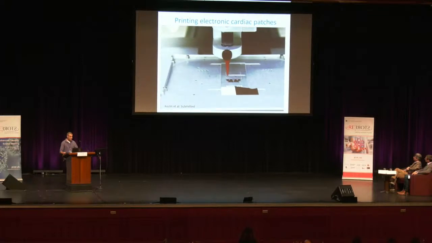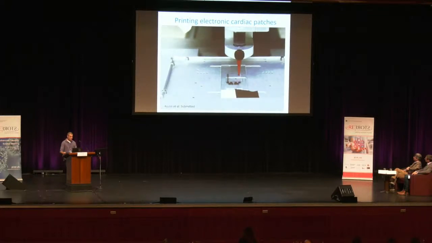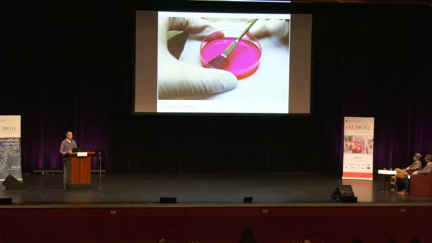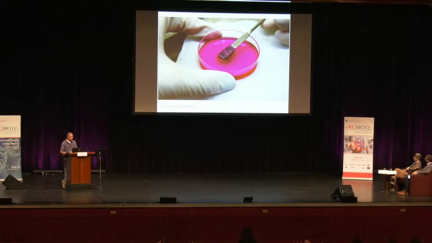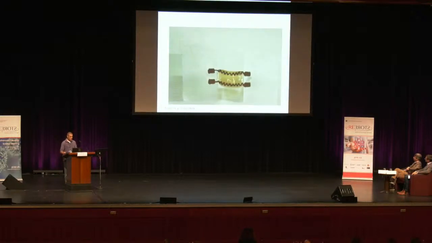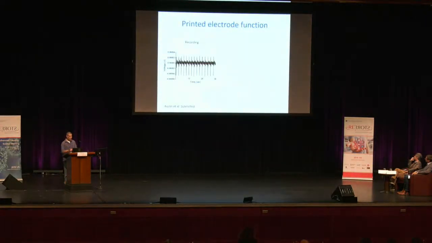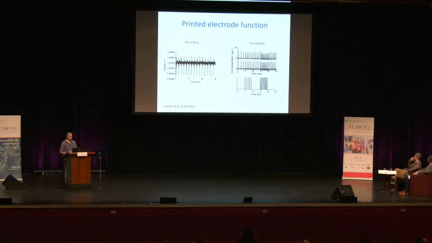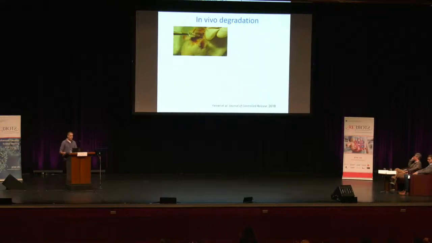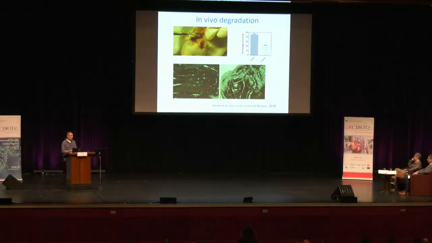So we print these electronic systems, and as you can see here, the electronics are very soft. We can manipulate them. They have the same mechanical properties as the tissue, but we can also use them for recording of the function and for stimulation. We sometimes don't want the electronics to stay there for a long period of time, so we created degradable electronics that in a certain time will just be eliminated from the body.